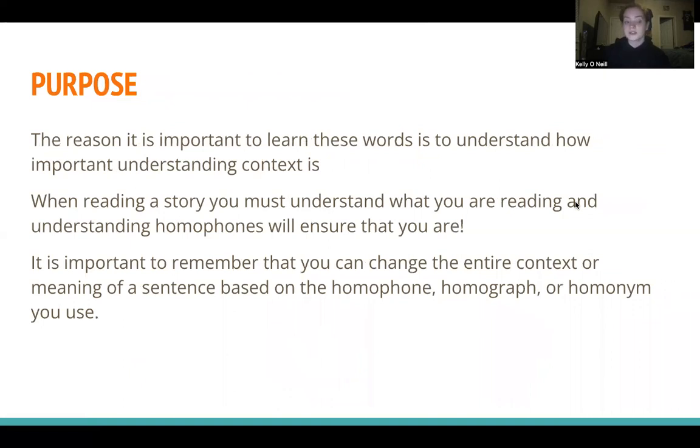So the purpose of learning homophones, homographs, and homonyms is to understand just how important understanding context is. When you are reading a story, you must understand what you are reading. And understanding homophones especially will ensure that you are. It is important to remember that you can change the entire context or meaning of a sentence based on the homophone, homograph, or homonym that you choose to use.